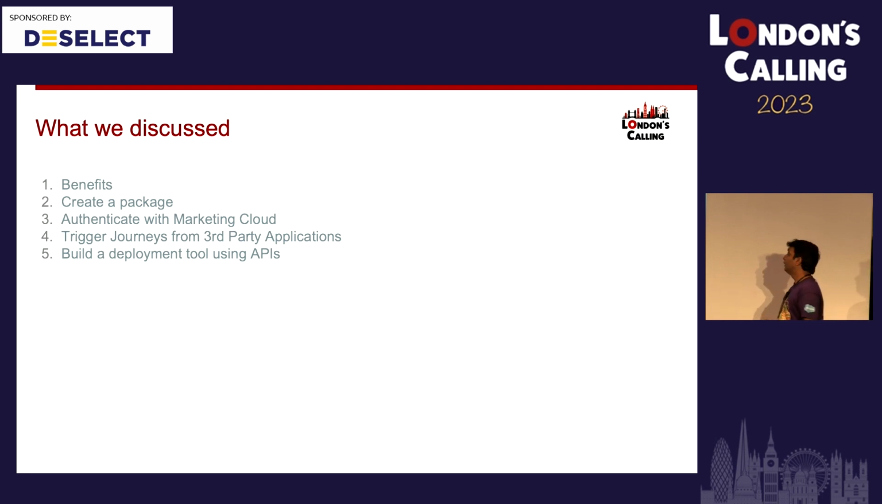We triggered two separate journeys, normal journey and the transactional journey, right from the customer-facing application into the Marketing Cloud. And then we built a small deployment utility using the Marketing Cloud APIs.